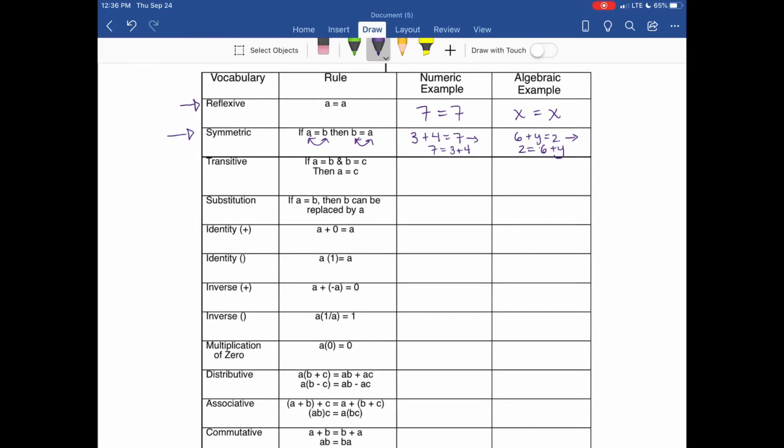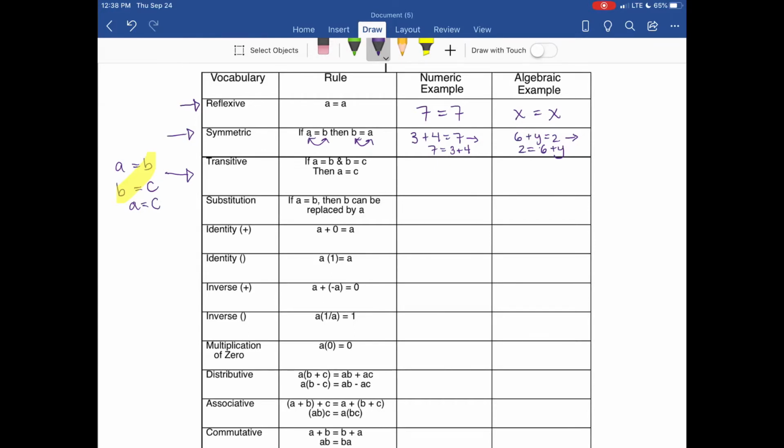So that takes us to, we've got reflexive, we've got symmetric, and we've got transitive. With transitive, we're thinking there's a link. I'm going to write this over here so that it's clear. If A equals B and B equals C, where's my link? B is my link. And so if A equals B and B equals C, then A and C must be equal.